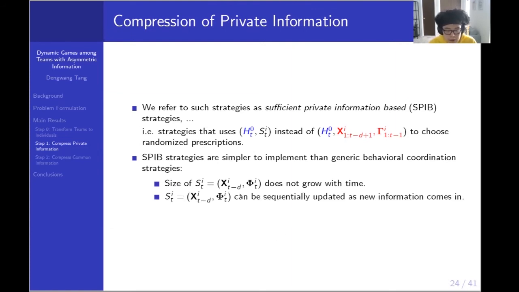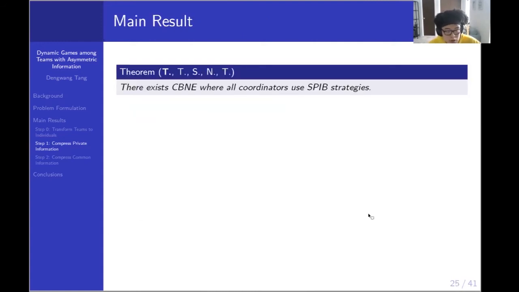And the sufficient private information can be sequentially updated as new information comes in, meaning that you can compute s_{t+1} with s_t. So you don't have to compute it with the whole information. You can sequentially update it as new information comes in. So here comes our main result in this step. That is, there exist equilibria where all coordinators use such strategies.